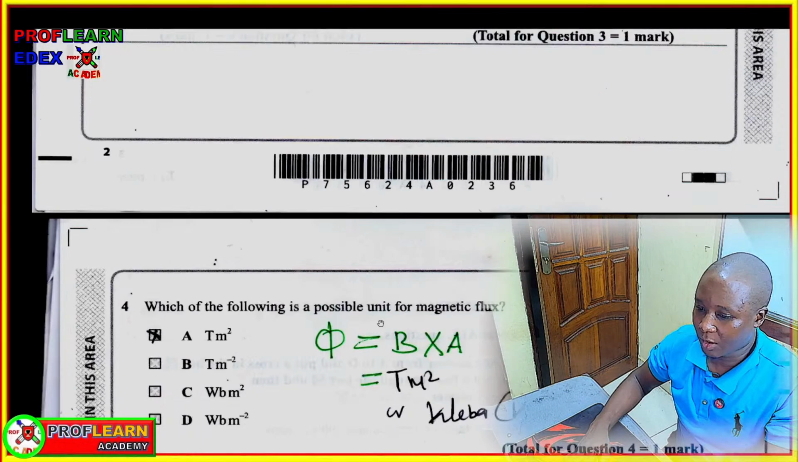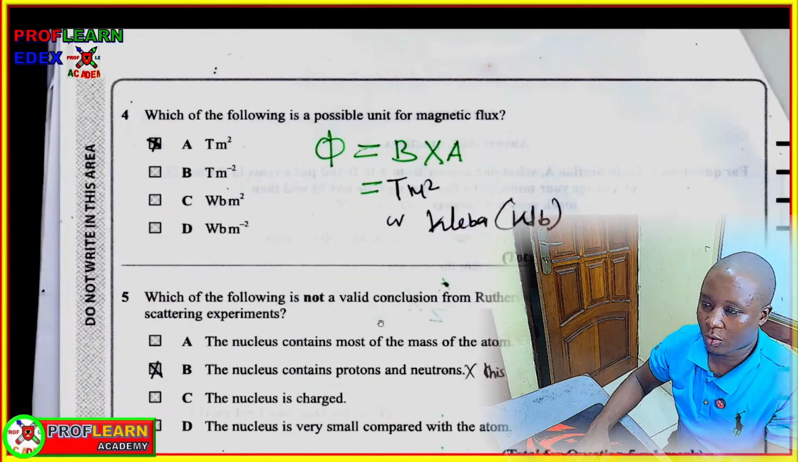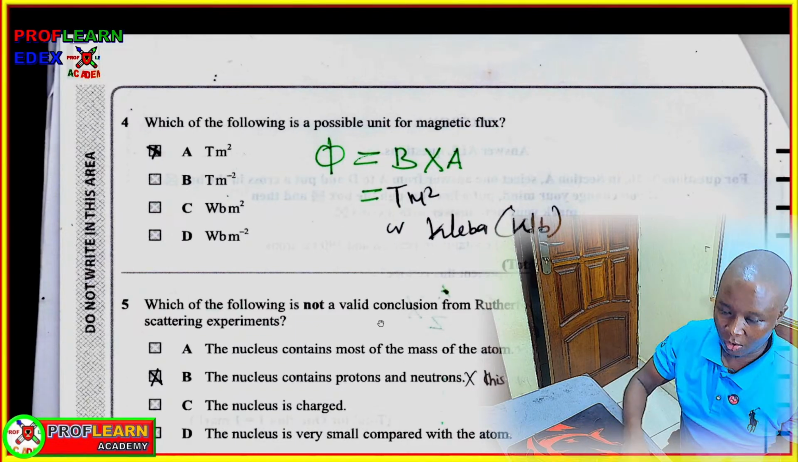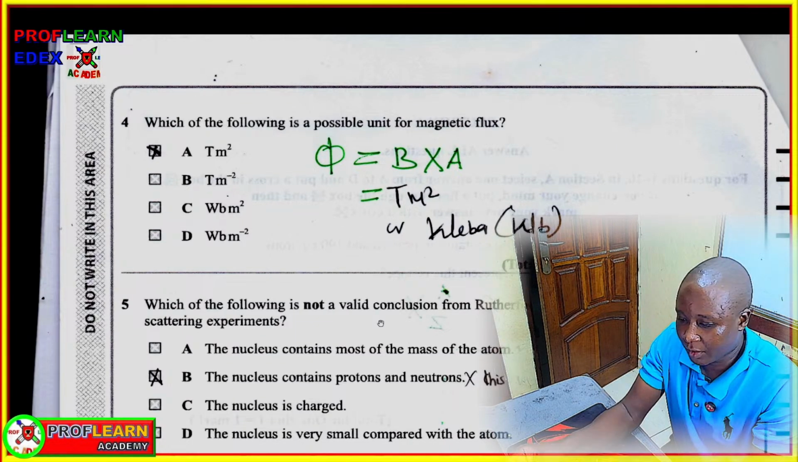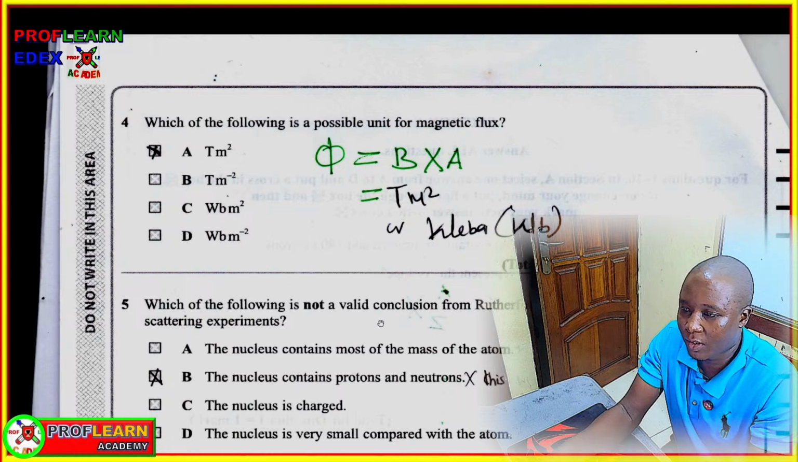The next question that we also need to have a clear understanding of is about magnetic fields. And in this case, we are told the following is a symbol. Which of the following is the possible unit of magnetic flux?